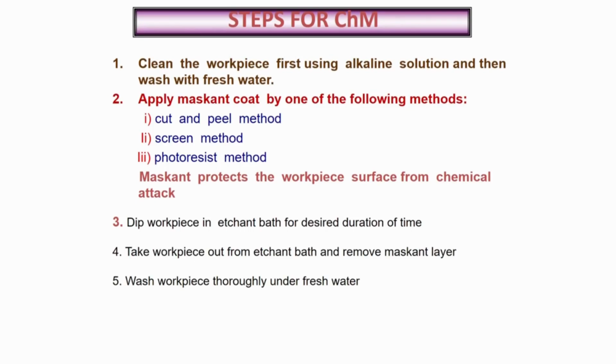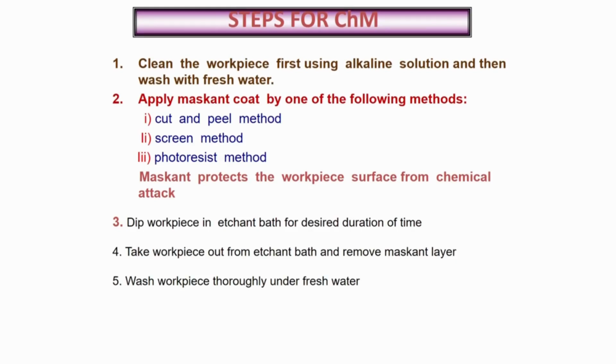After that we have to put on a maskant coat by one of the following methods. There are different methods for depositing this maskant on the workpiece surface. One method is the cut and peel method. The second is the screen method, and the third is the photochemical method or photoresist method. The photoresist method is sometimes also called photochemical machining.